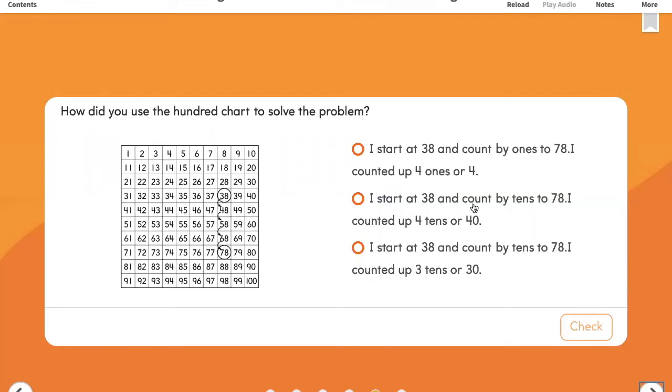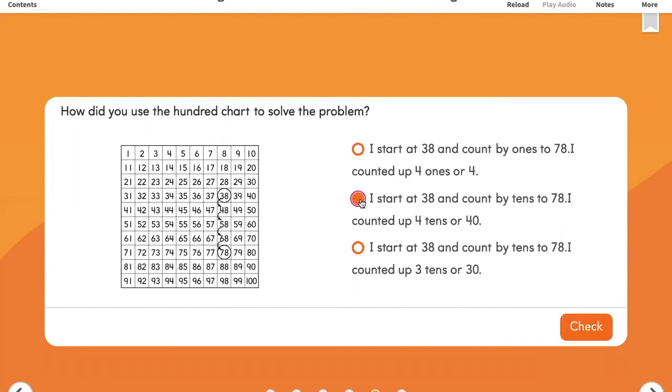I start at 38 and count up by tens to 78. I counted up 4 tens or 40. Let's try that. We start at 38 and we counted up 4 tens. 1, 2, 3, 4 to get 78. That one is correct. Let's take a look at the last one though. I start at 38 and count by tens to 78. I counted up 3 tens or 30. So I'll start at 38 and I'll count 3. 1, 2, 3. That would only give me 68.